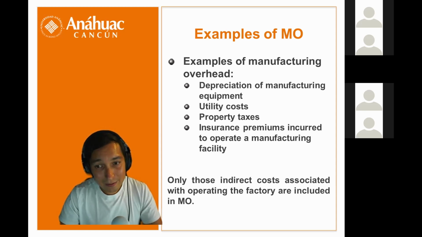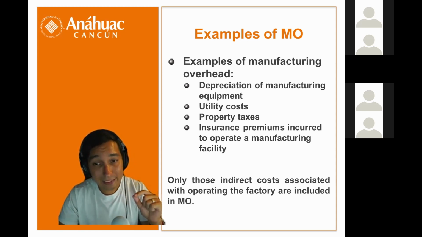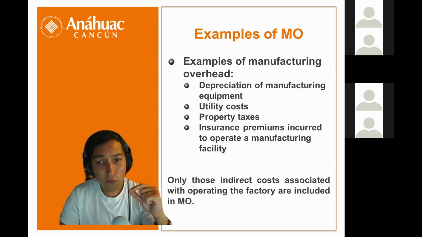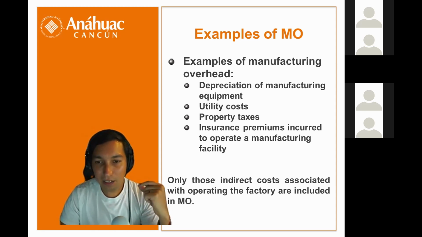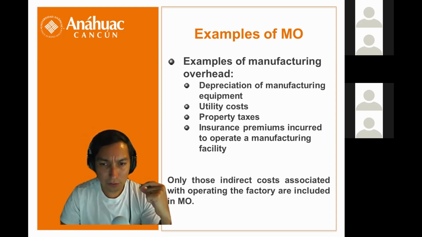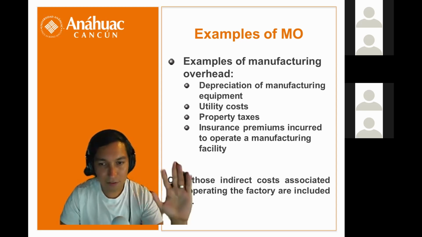These things are only MO if they are related to the manufacturing facility, okay? So only those indirect costs associated with operating the factory are included in MO. Anytime they throw in something about corporate headquarters or office, that doesn't belong in MO. That's going to go somewhere else, and we'll address that later.